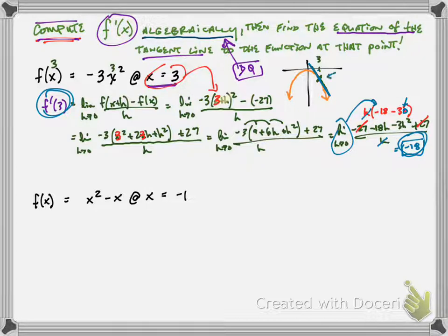Now we've got a slope. We need an ordered pair. We already know that the input of the ordered pair is 3. We already had to find the output of the ordered pair. There it is, negative 27.